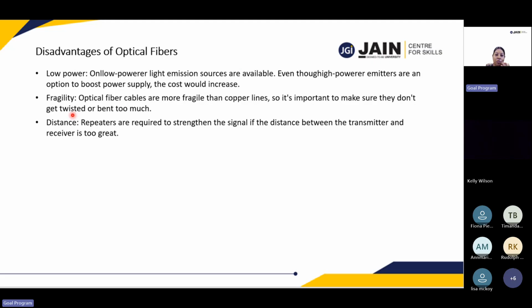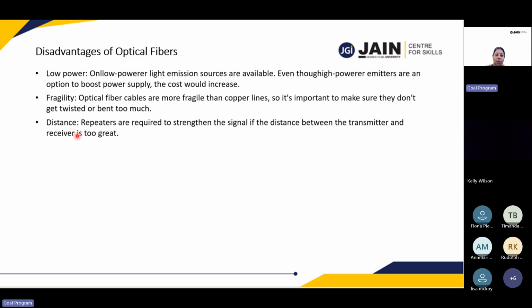Fragility. They are more fragile than copper lines because here we have used glass. Obviously, glass is more fragile than other types of materials. So it's very important to handle them with care. It's very important to make sure that they don't get twisted or bent too much, otherwise it will harm the cable. Though we have protective layers, it may still harm the fiber optic cables very easily.